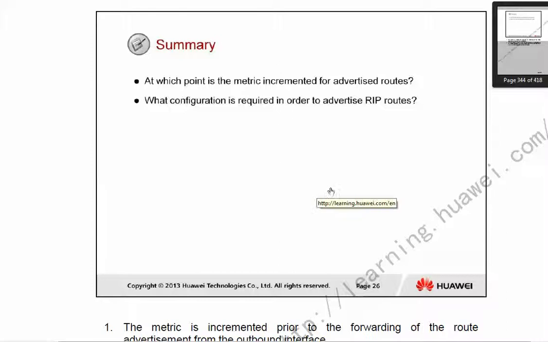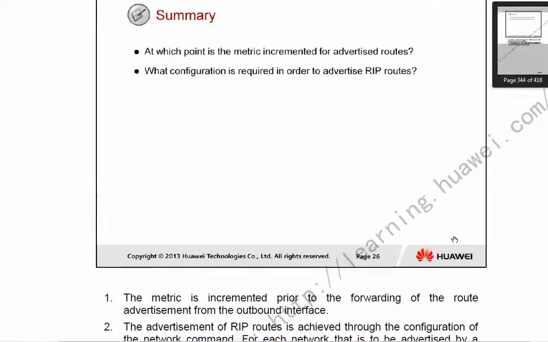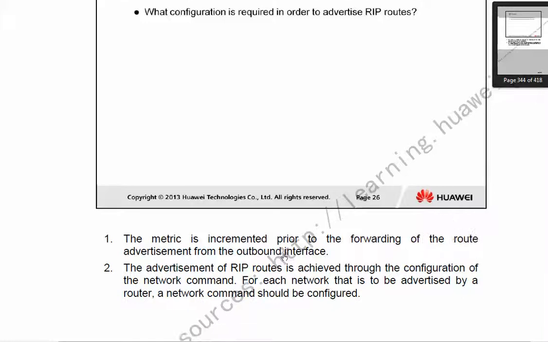Questions. At which point is the metric incremented for advertised routes? So basically the metric is incremented prior to forwarding the route advertisement from the outbound interface.